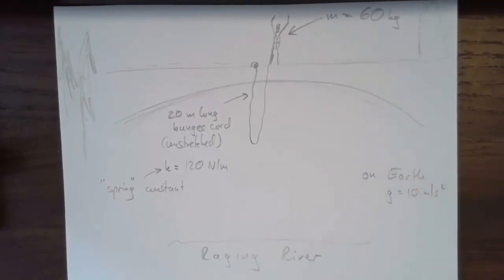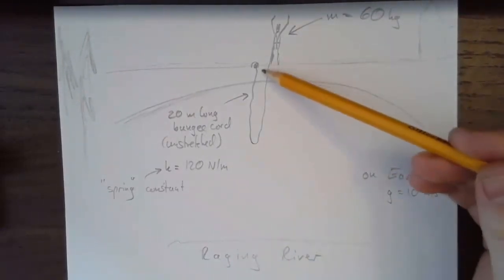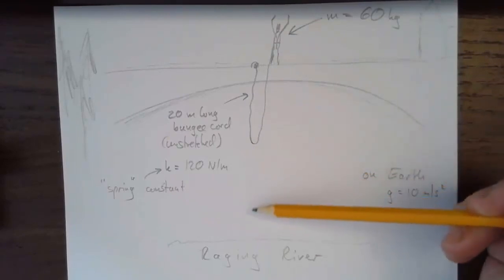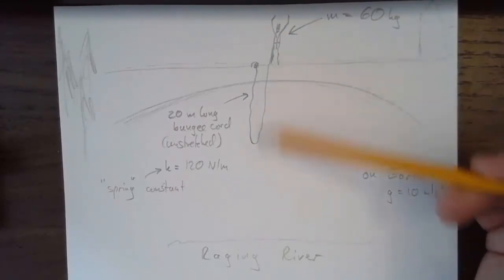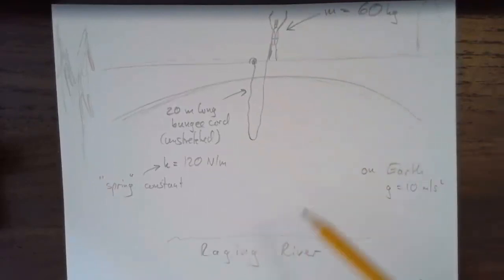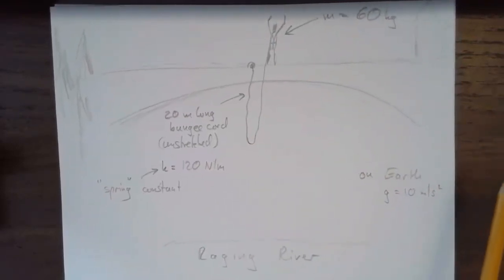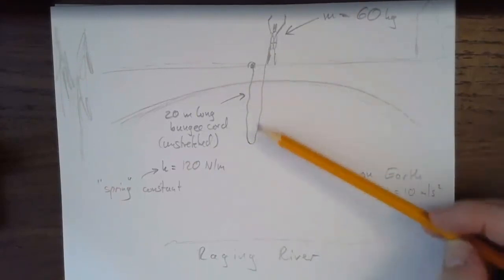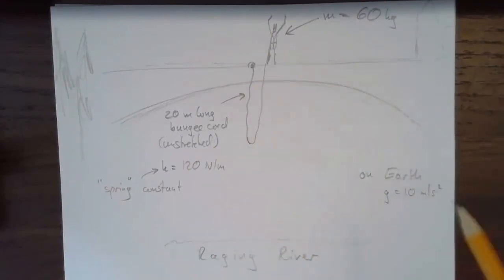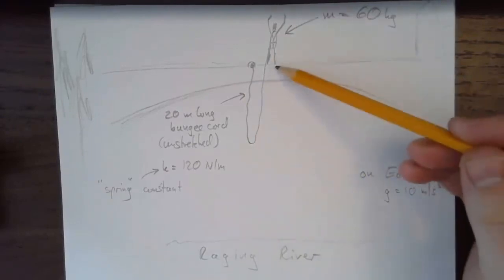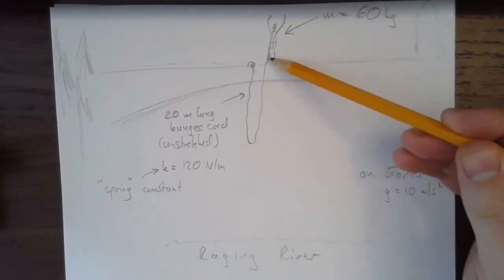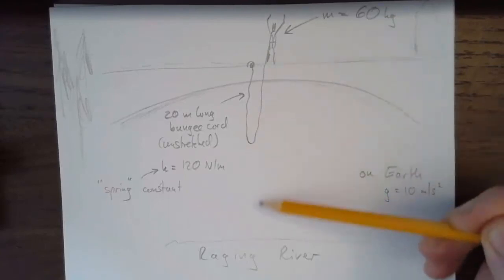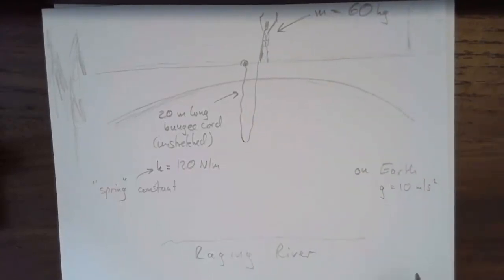What is the lowest point that you're going to reach below the bridge? Or in other words, how high should the bridge be above that raging river down here so you don't get wet? Of course, if you do get wet, it's because you chose the wrong length bungee cord because the river was there first. But you get the idea. How far below the bridge do you end up at the lowest point of your fall?